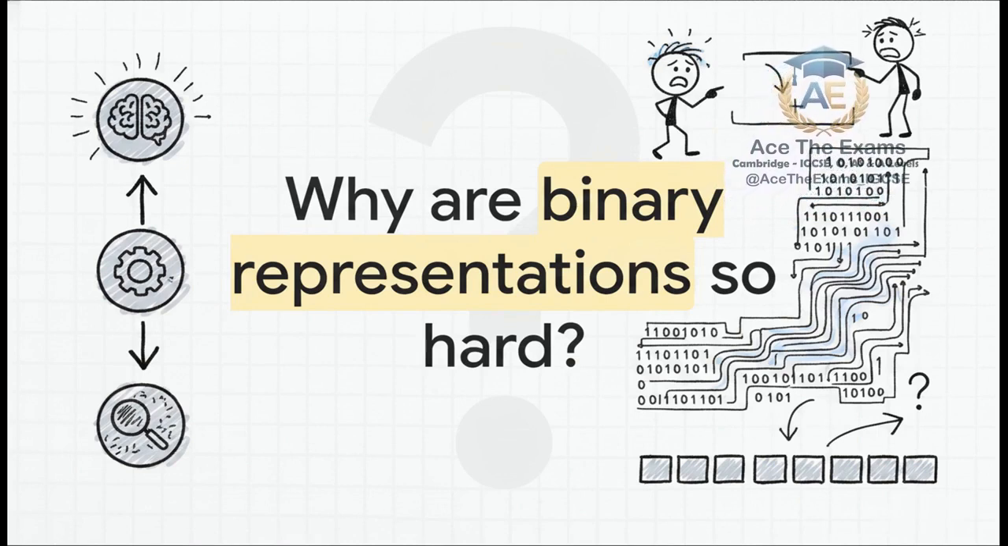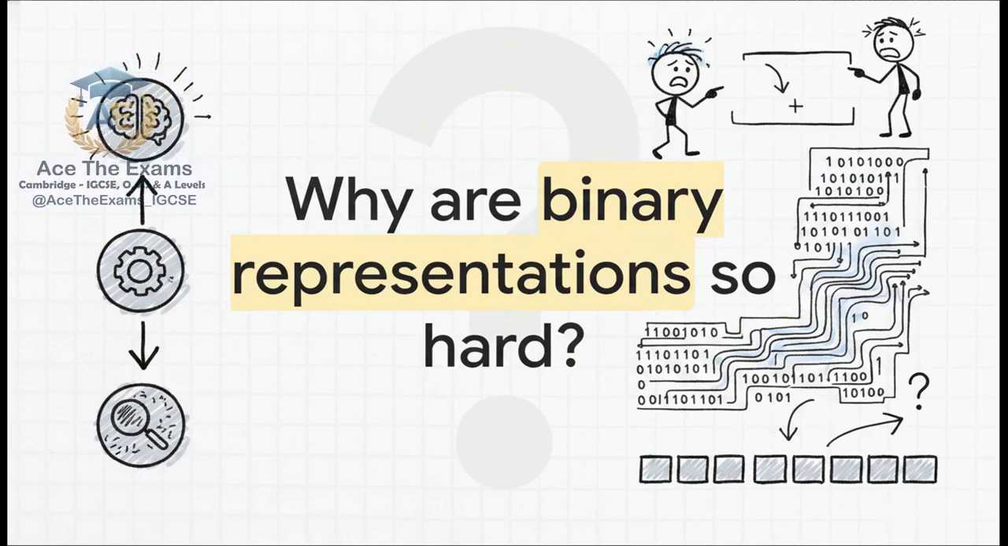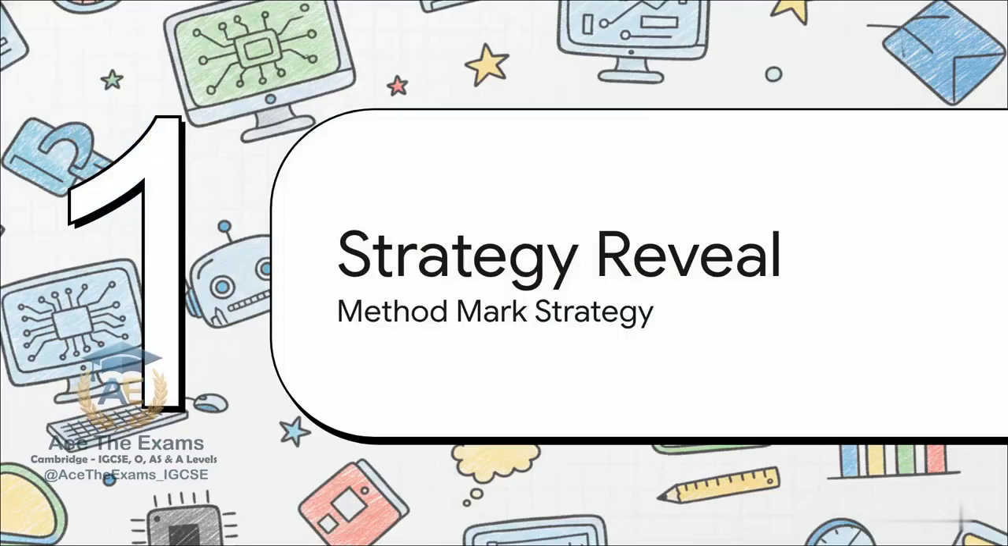But the Cambridge assessment objectives strictly require you to climb up that cognitive ladder. The principal examiner reports consistently highlight that candidates who reference cross-topic connections, like linking indexed addressing to arrays or iteration, achieve significantly higher marks. Act 2, the strategy reveal. It's time to introduce the method mark strategy and change the way you answer these prompts forever.